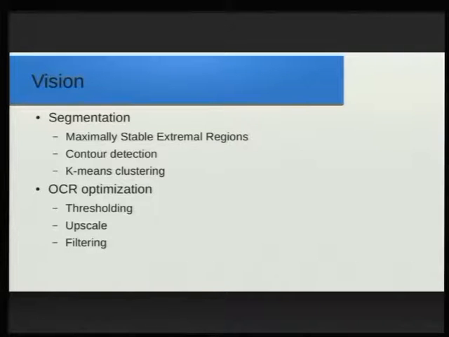Then we have another group of algorithms for the vision pipeline, which is OCR optimization. These include simple stuff like thresholding, upscaling, and filtering. For example, it was quite interesting to experiment with this: you have a segment of an image, and you pass it to Tesseract directly, and you get garbage. And what happens when you upscale the image 5 times? You get a perfect result. So that's it.